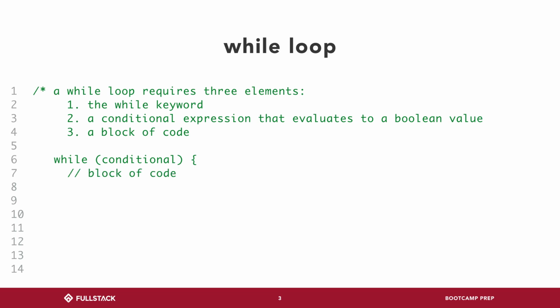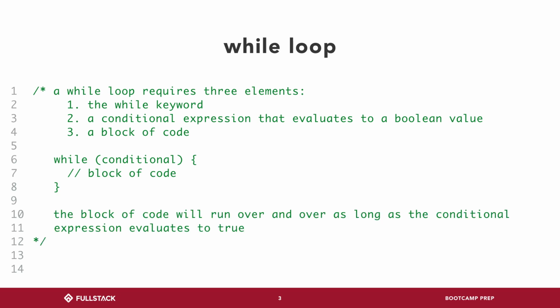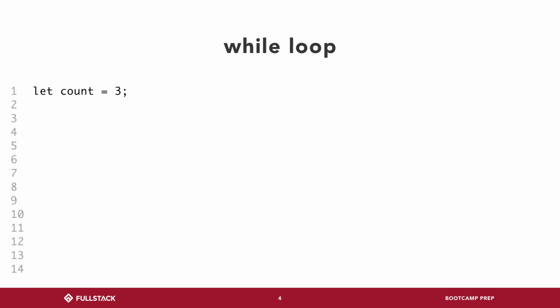And then the final piece is a block of code, or what comes in between these curly braces. And what do we do when we're inside of curly braces? We indent, right? 4 space characters or 1 tab, and that should visually show us that, hey, this code will only be run inside of this code block. So the block of code will run over and over as long as the conditional expression evaluates to true.